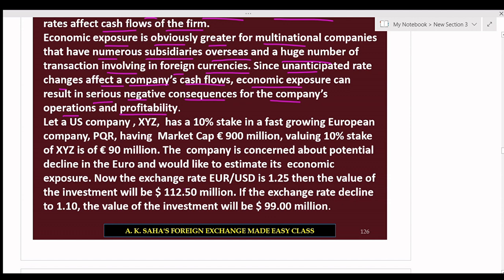Let a US company XYZ have a 10% stake in a fast growing European company PQR having a market cap of 900 million euro, valuing the 10% stake of XYZ at 90 million euro. The company is concerned about a potential decline in the euro and would like to estimate its economic exposure. Now if the euro/USD exchange rate is 1.25, then the value of the investment will be $112.5 million. If the exchange rate declines to 1.10, the value of the investment will be $99 million.